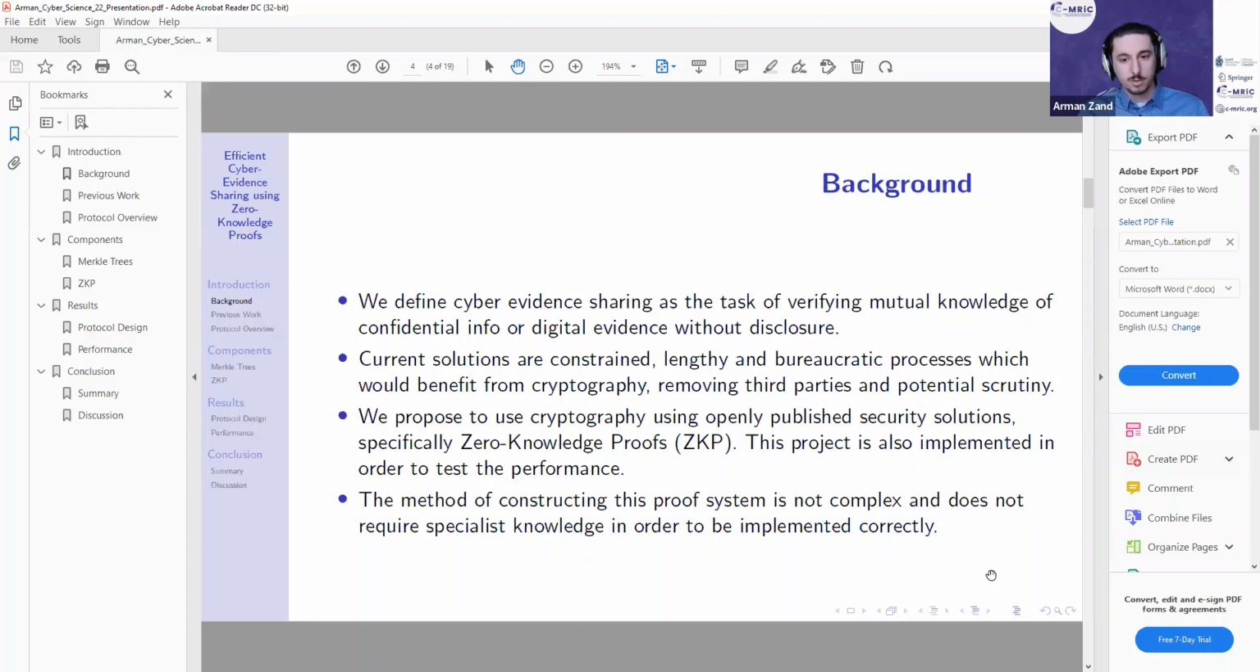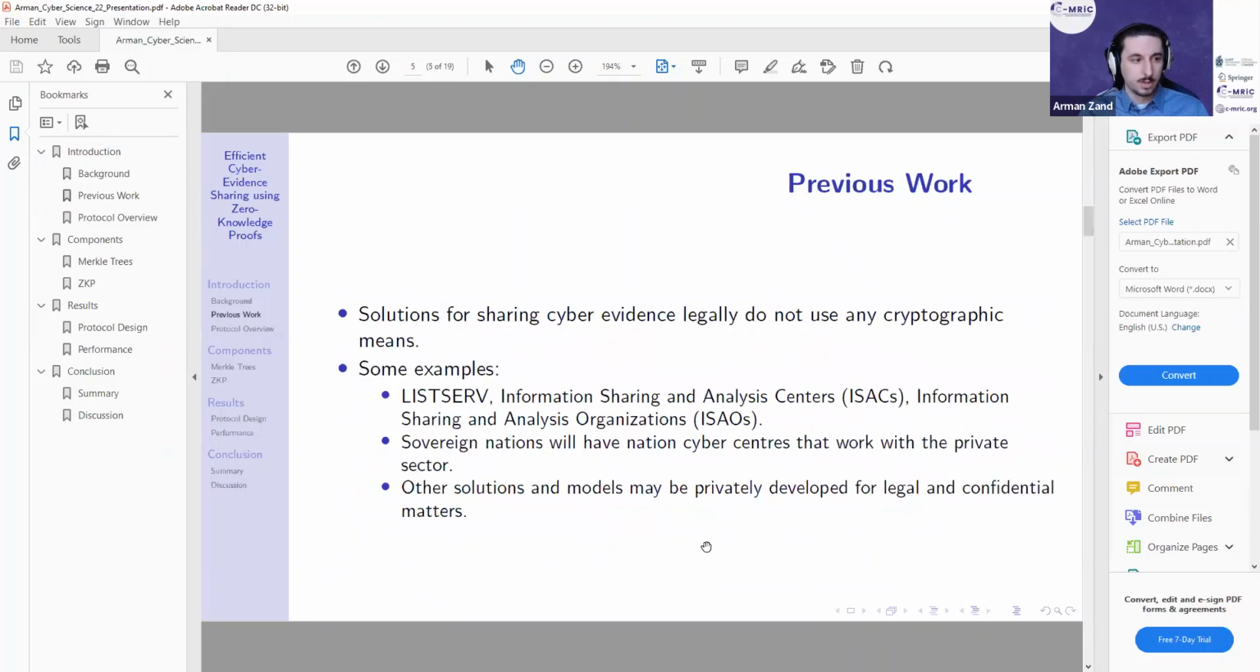And we propose to use cryptography using openly published security solutions, and the cryptography in question is zero-knowledge proofs. And also, we'd like to note that this project was implemented in order to test the performance. The method of constructing the proof is not complex and does not require specialist knowledge in order to be implemented correctly. So there are fewer mistakes to happen, which is quite a big deal when implementing cryptography.